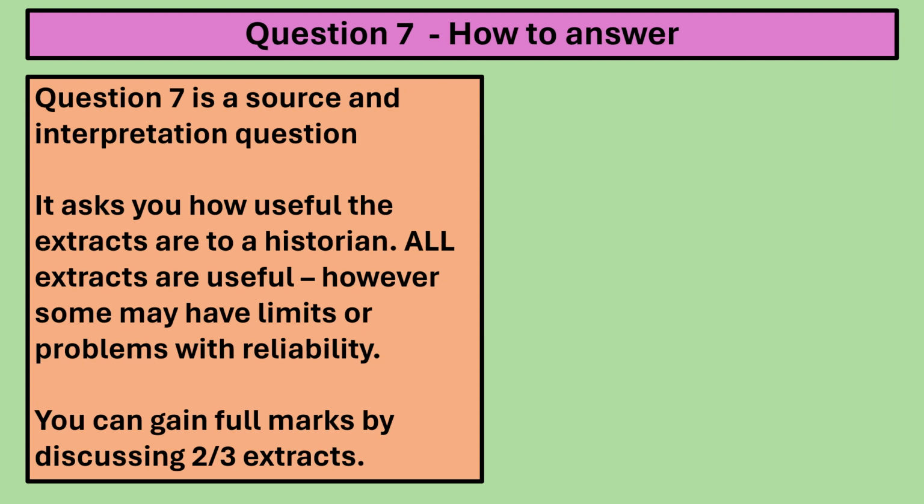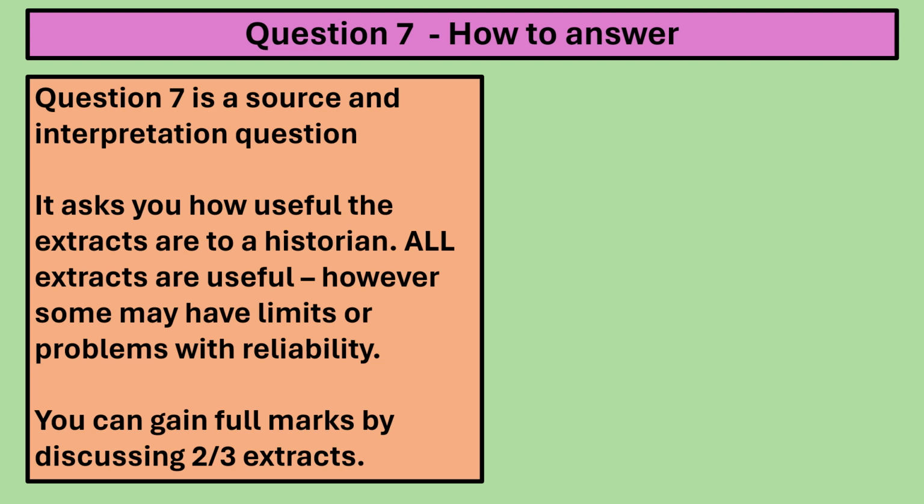Okay, question 7 then is a 15-mark question. Quite a tricky question here because you've got quite a lot to do in the time that you have for it. You get sources and interpretation. So you'll get 2 sources and an interpretation. It asks you how useful the extracts are to a historian.